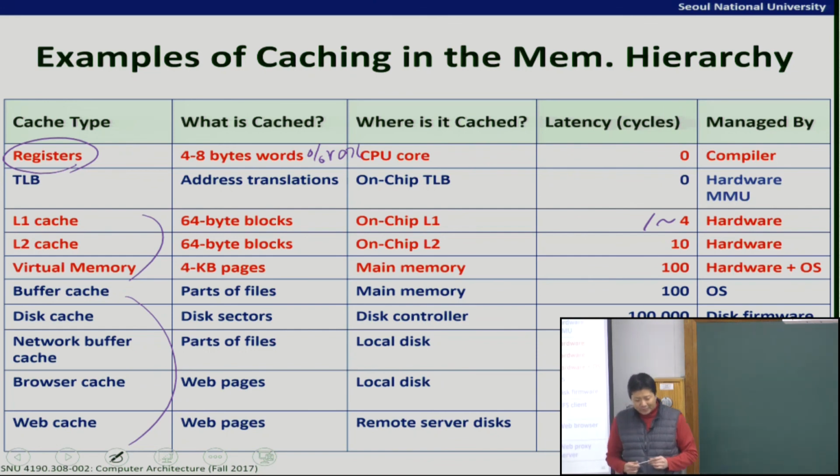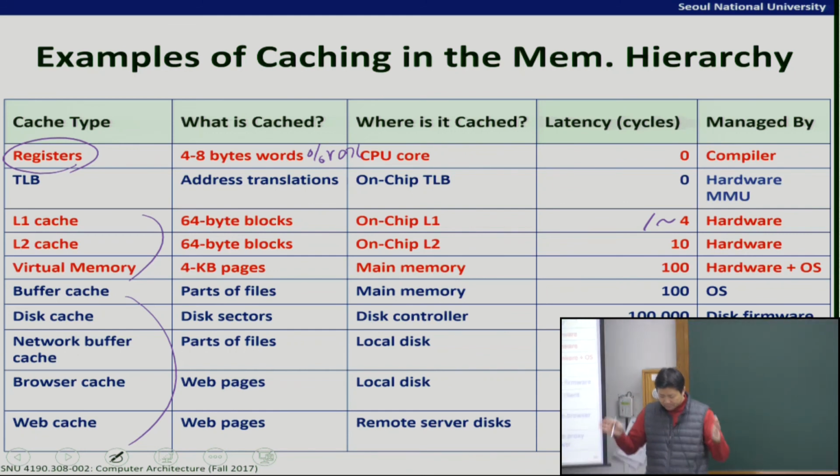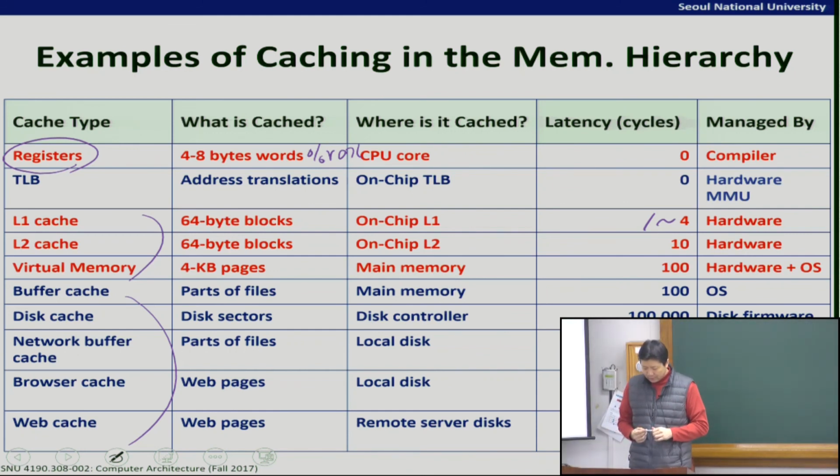And level 2 cache also caches in the unit of 64 byte blocks. So this one is on chip L2, level 2, and latency is somewhere like 10 CPU cycles. That's a typical value.